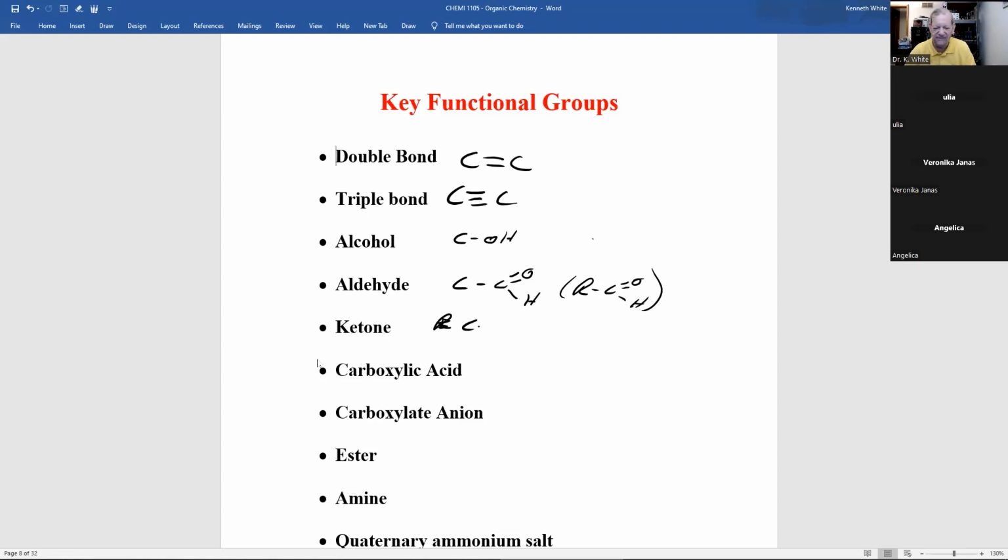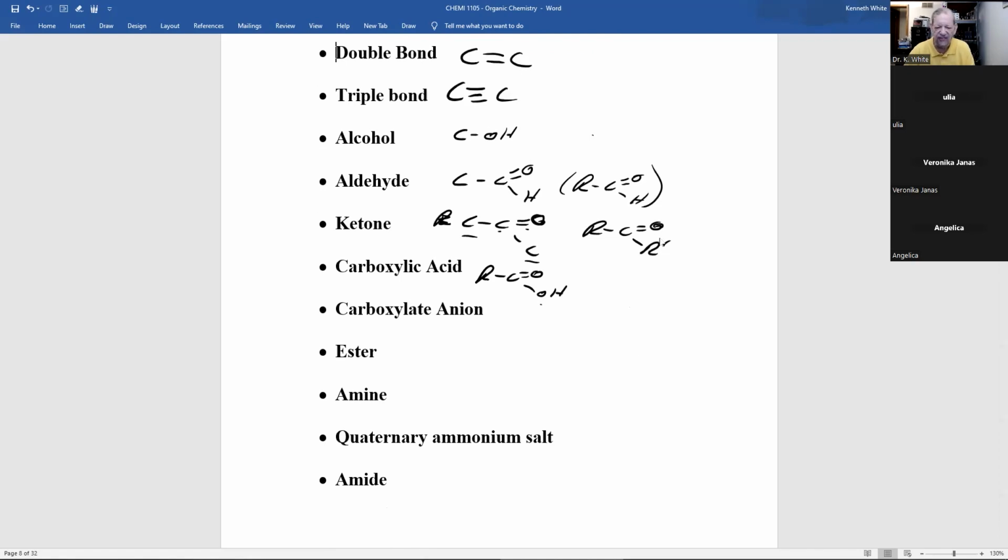A ketone, I'm not putting in the hydrogens, is a carbon double bond oxygen with carbons attached to it, no hydrogen, sometimes shown like this. And Dr. White loves ketones. I did my PhD thesis on aldehydes and ketones. Another one is, and I'll use the R group, carbon double bond to oxygen with an OH group. This is a carboxylic acid. If you take this off, and by the way, carboxylic acid you find in vinegar. And this is a carboxylate anion, and it's used for things like your bar soap.